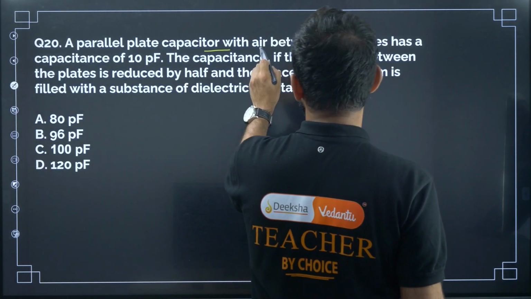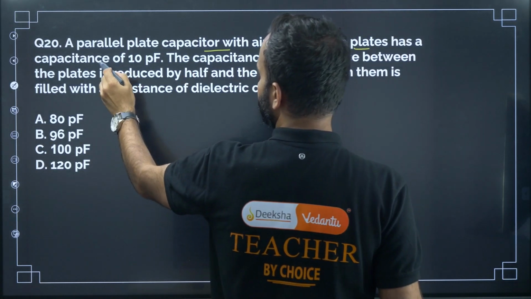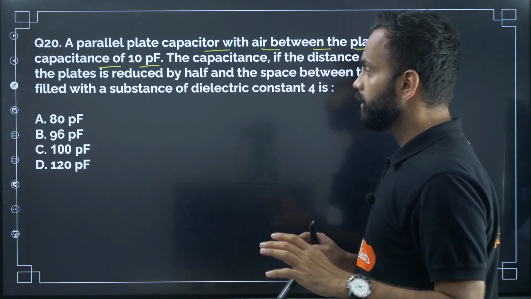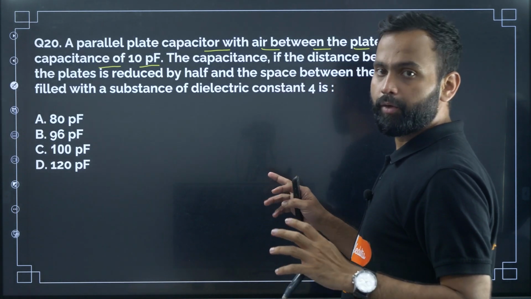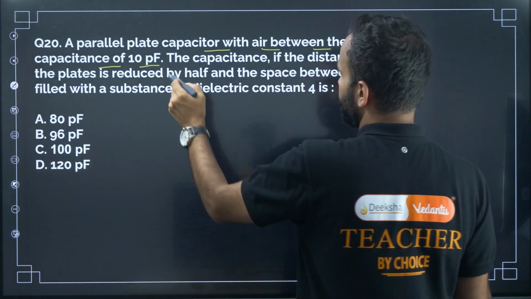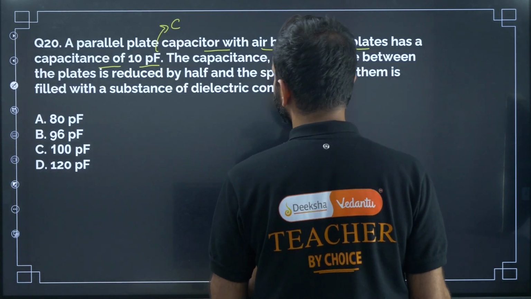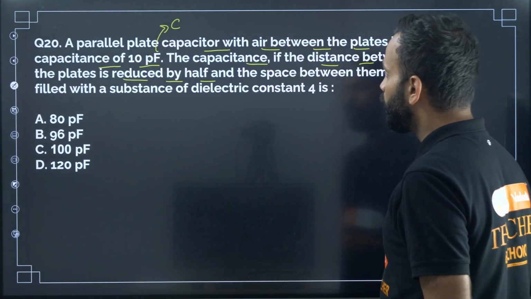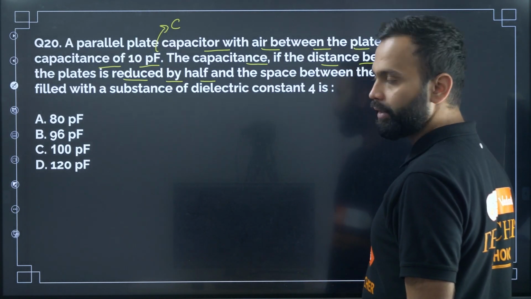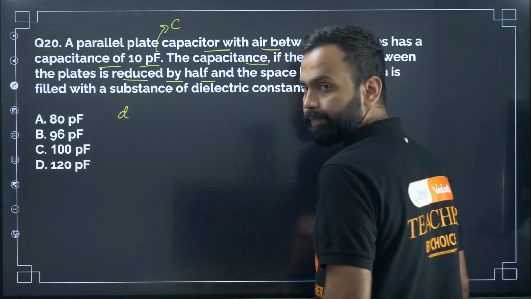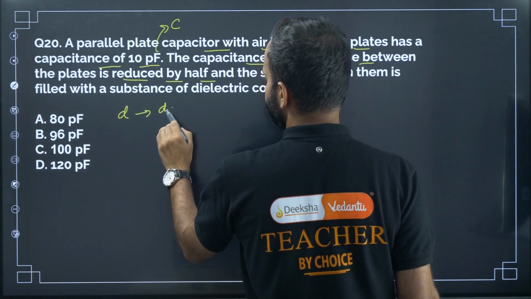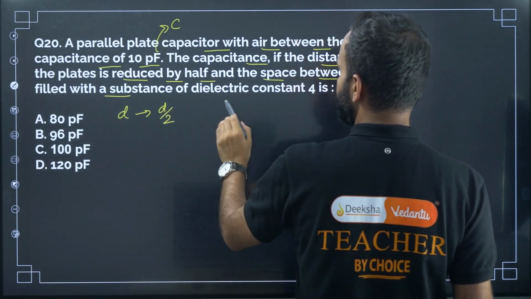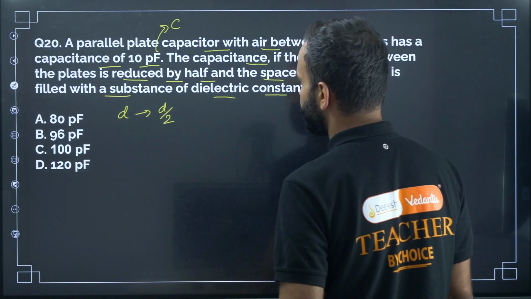A parallel plate capacitor with air between the plates has capacitance of 10 picofarad. Okay, so when there is no dielectric material, the capacitance of the parallel plate capacitor is 10 picofarad. So this is C. C equal to 10 picofarad. The capacitance, if the distance between the plates is reduced by half, okay, distance between the plates is reduced by half, right? So initial distance is D. Now new distance is D by 2. Okay, and the space between them is filled with a substance of dielectric constant 4.